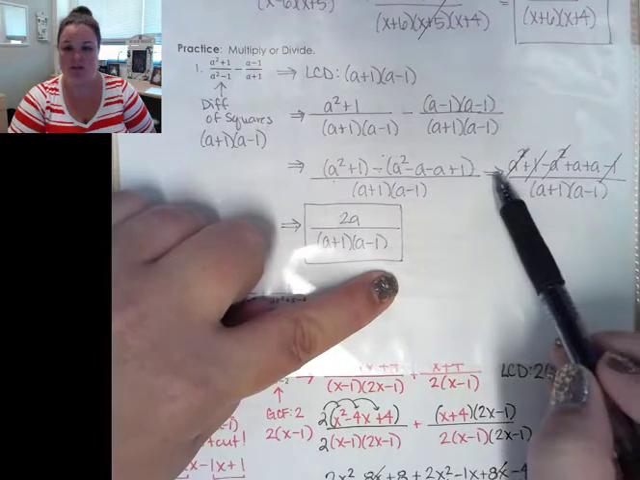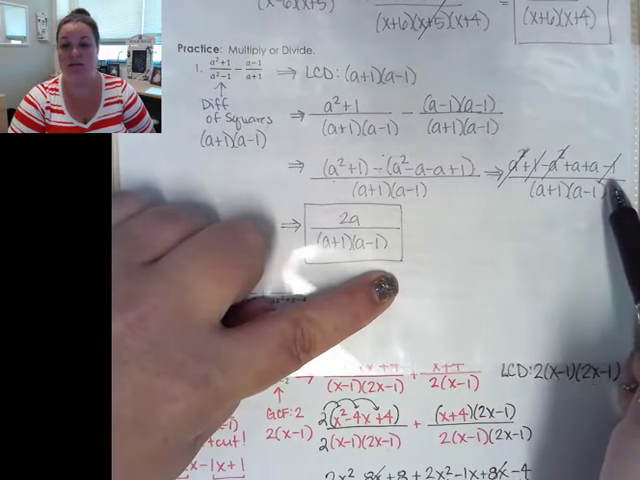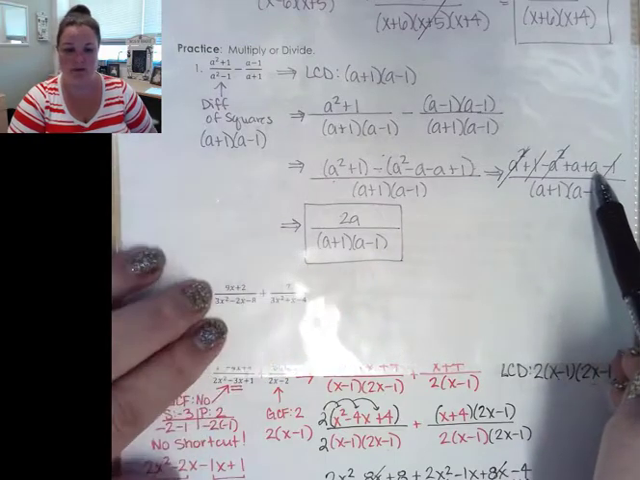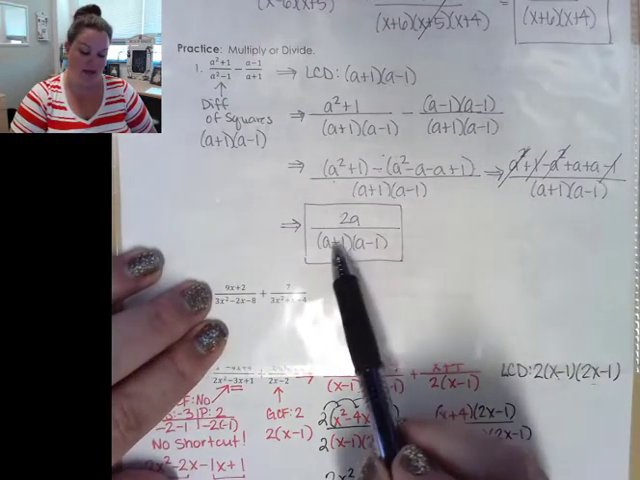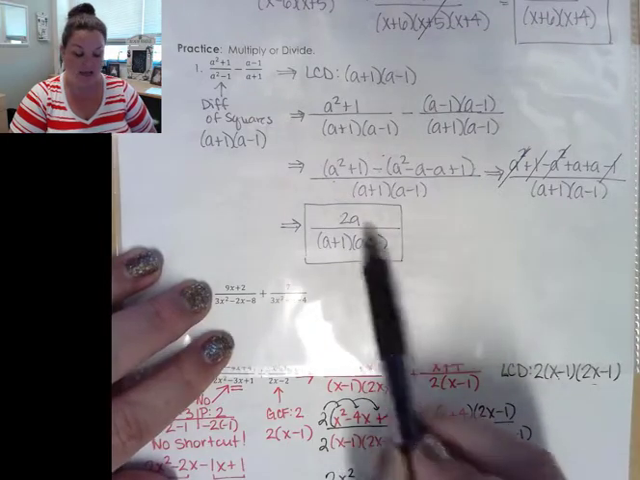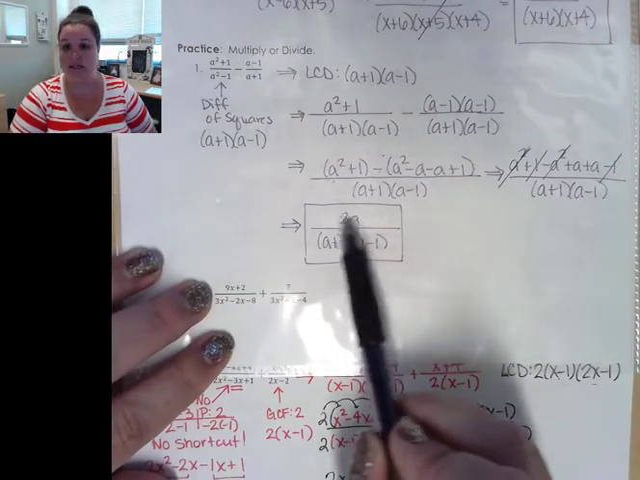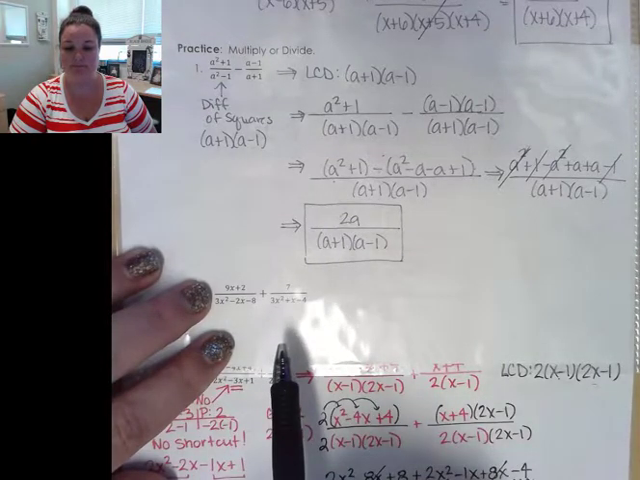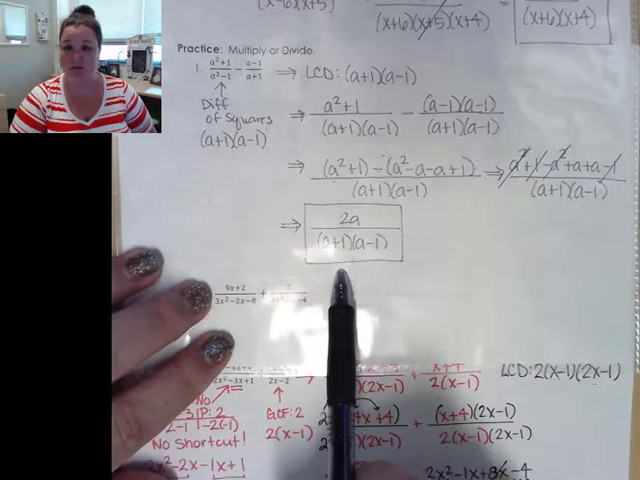signs. Once I do that, my a squared terms and my 1's cancel, and I'm just left with a plus a, which means that I have 2a as my new numerator all over a plus 1, a minus 1. And 2a is just a monomial. It's nothing that we can factor, so that is our final answer for that one.